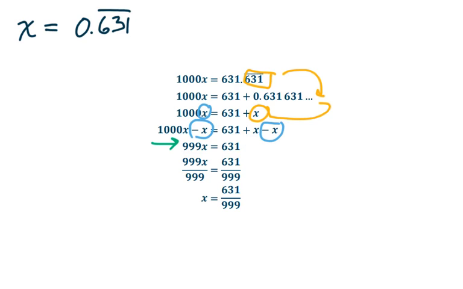It's all gone now. So we're going to divide by the coefficient of x, which is 999, on both sides. And we now have the fractional representation. We have x equal to 361 over 999. And that is the fractional representation of that repeating decimal that we began with.